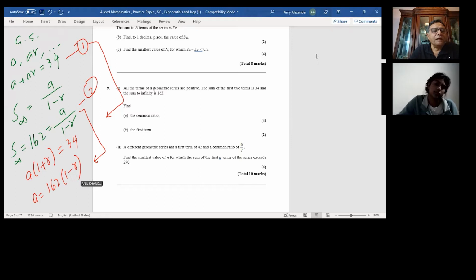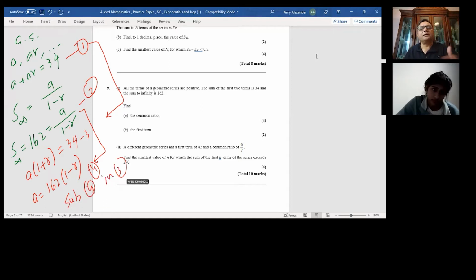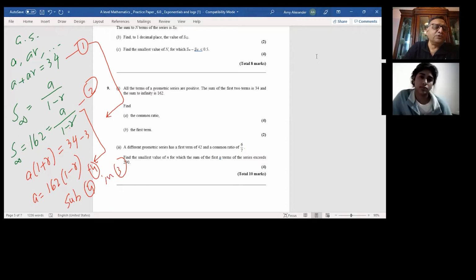I could write this equation as A equals 162 times 1 minus R, by cross multiplying. Is it okay? So on the left side, I have A and all this, correct? I can substitute this here and simplify. Let me call this equation 3 and this equation 4. So I'll sub 4 in 3. I could also divide one equation by the other and get rid of A. So when I substitute the A value, I get 162 times 1 minus R times 1 plus R equals 34.